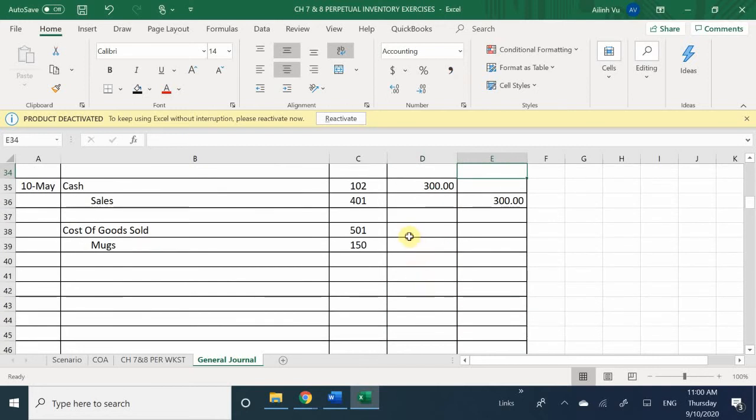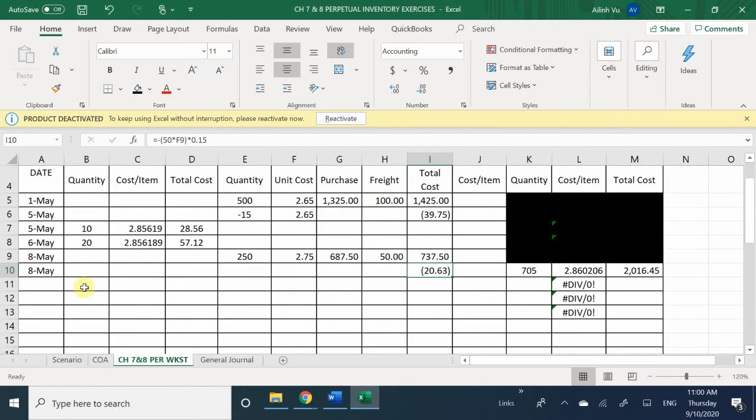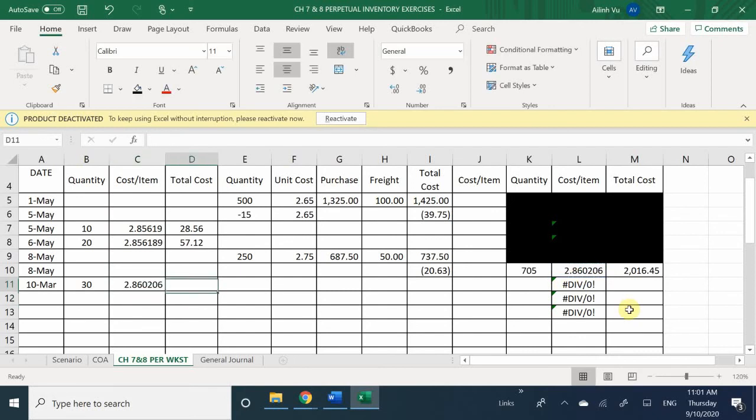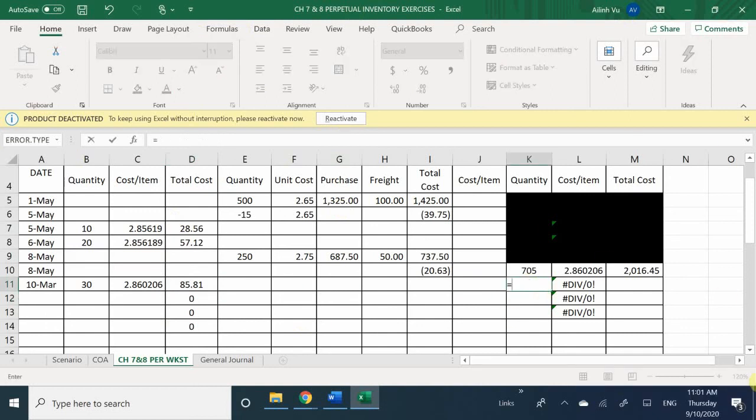And then now I have to go to my inventory worksheet to actually solve how much those items cost me. So here, May 10, I sold a total of 30 mugs at 2.86. What's my answer here? 85.81. Okay. And let's update our inventory.